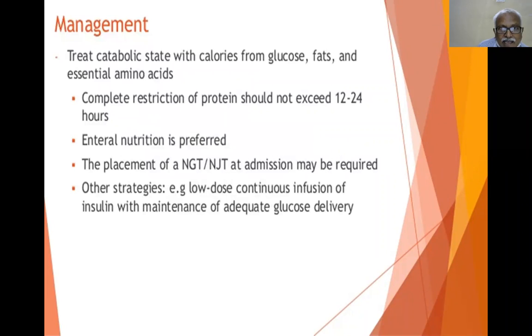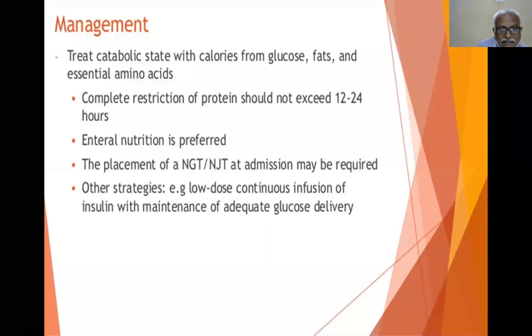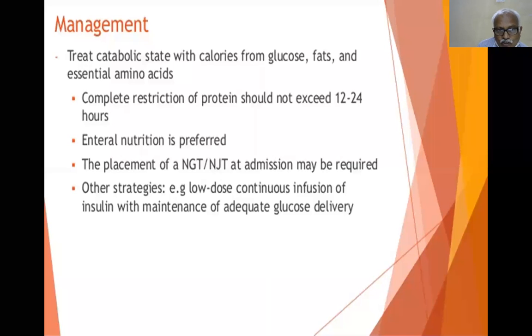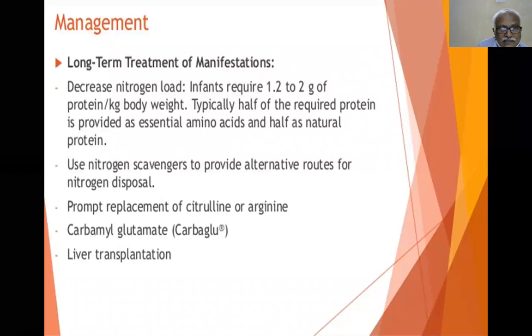Catabolic state with calories from glucose, fats, and essential amino acids. Complete restriction of protein should not exceed 12 to 24 hours. Enteral nutrition is preferred. The placement of NGT, NJT at admission may be required. Other strategies, low dose continuous infusion of insulin with maintenance of adequate glucose delivery, and long-term treatment manifestations, decrease nitrogen load.